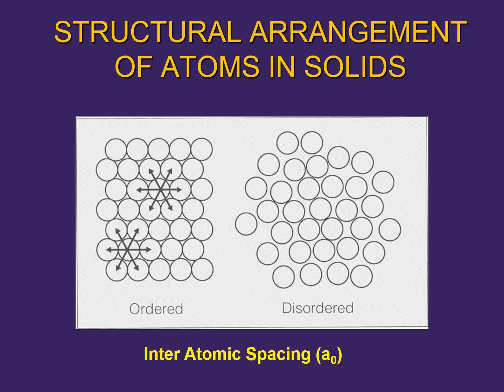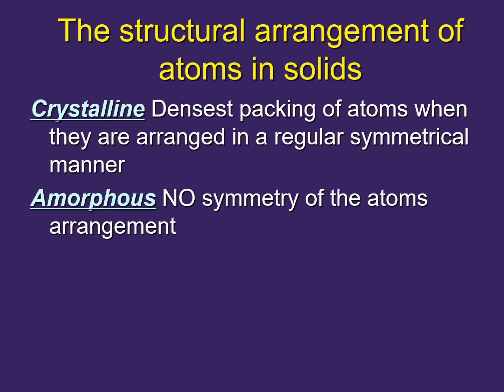For the arrangement of solids, external forces are needed to move atoms closer together or apart. Interatomic spacing is a configuration of minimum energy. The arrangement in this figure is said to be crystalline. The structural arrangement of atoms in solids: crystalline and amorphous. Crystalline is the densest packing of atoms when they are arranged in a regular symmetrical manner. Amorphous is when there is no symmetry in the arrangement of the atoms.